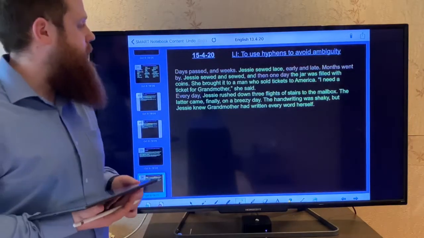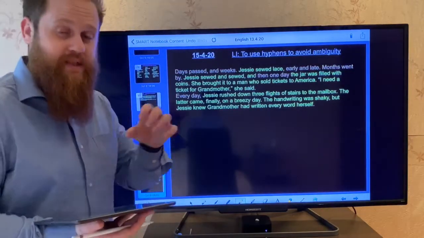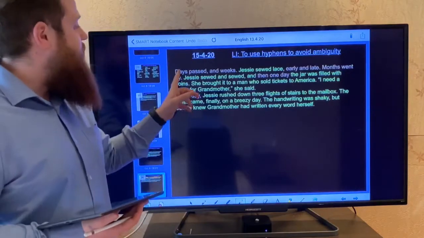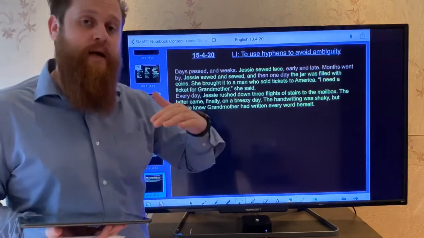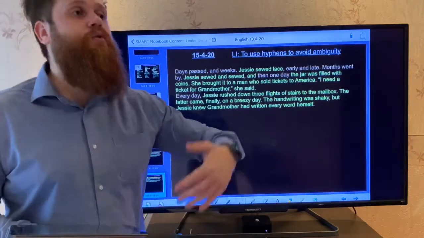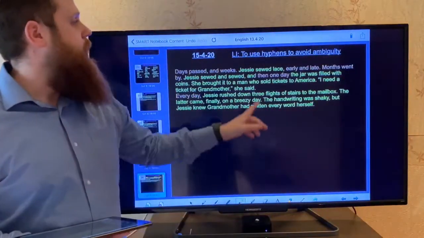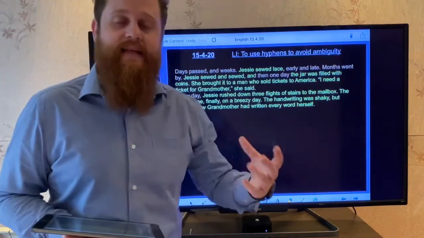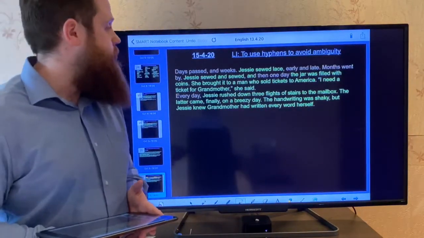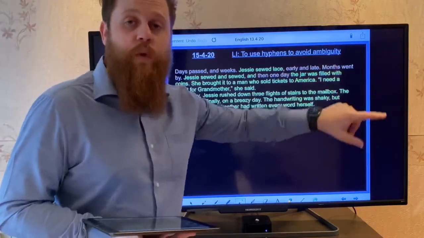Again, these ones I picked up almost instantly. These are ones that stand out, they jump off the page. Days past and weeks. That's obviously linked to the previous paragraph, and we now know days have gone on and weeks have gone on. Again, early and late. We now know that she's sewing lace early in the morning, late at night, and probably all day in between. Next one, months went by.